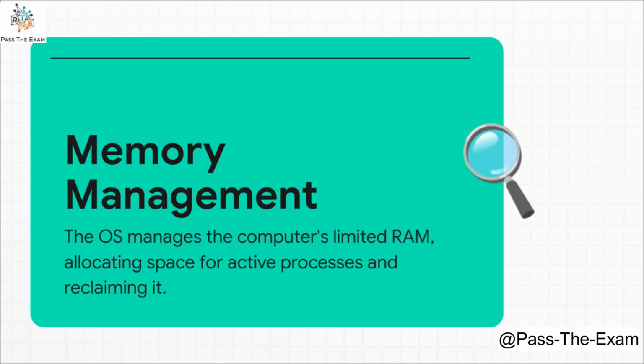Okay, now for a really critical one, memory management. Your computer's RAM is like its desk space. It's where it puts everything it's actively working on. It's super fast, but it's also limited. You can't fit everything on your desk at once, right? So the OS has the huge job of deciding what gets to be on the desk, giving programs the space they need, and, this is key, clearing stuff off the second it's done to make room for the next thing.